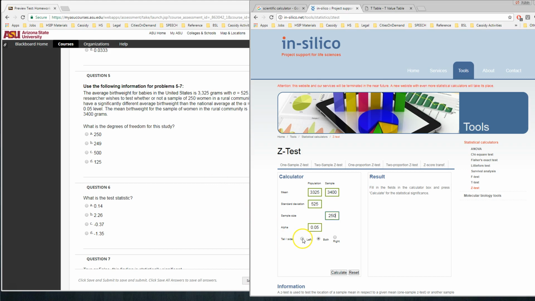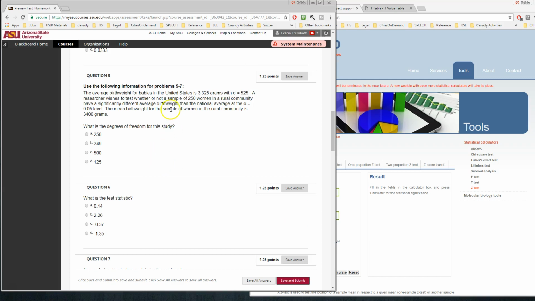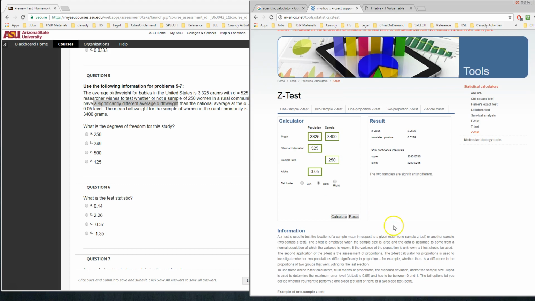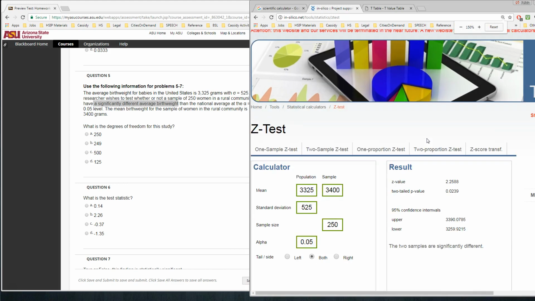Now I need to think about if I'm doing a left or right tail or both. Here I'm just looking to see if it's significantly different. I'm not looking to see if it's greater or less, I'm just looking to see if it's different. So I would do a two-tail test because I'm looking for either greater or less than difference. Let's go back to our calculator, check all of our parameters, and click calculate. Okay, so it gives me my results here. Let me see if I can make this a little bigger so hopefully you can see it. There we go.